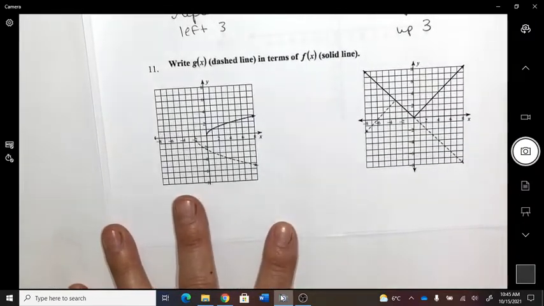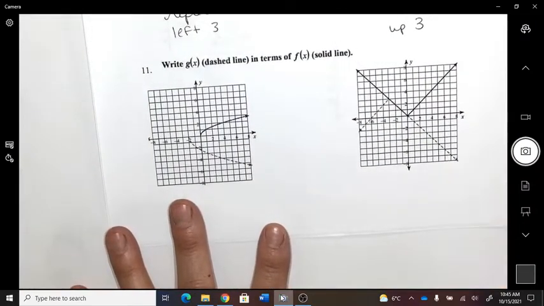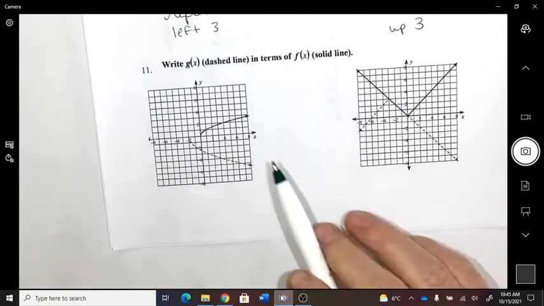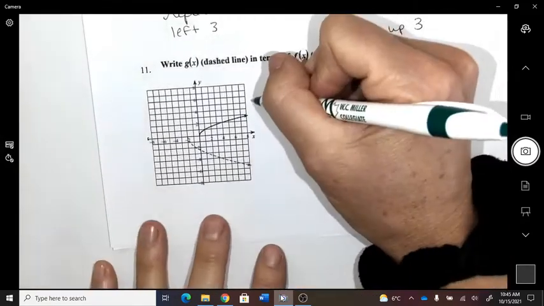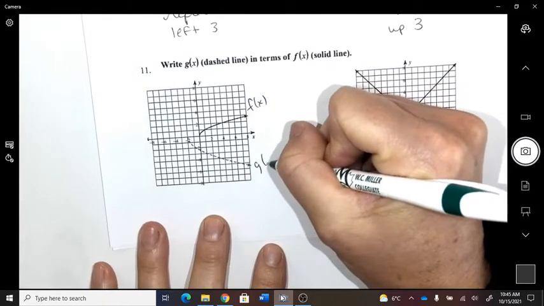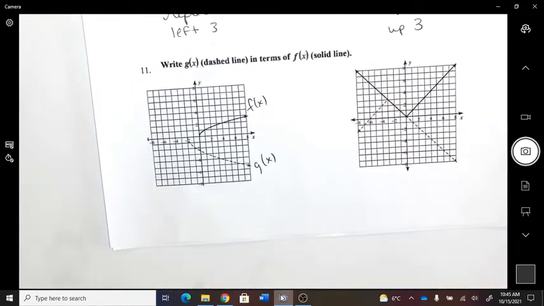Okay, write the dashed line in terms of the solid line. Okay, so we start at the solid line. This is our F, and then we turned into that. Okay, what do you see physically that has happened?